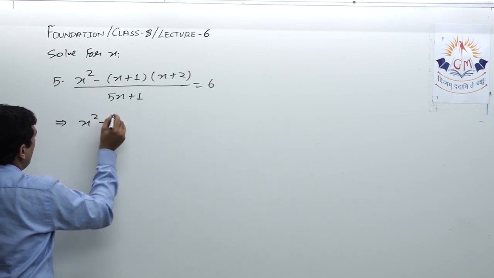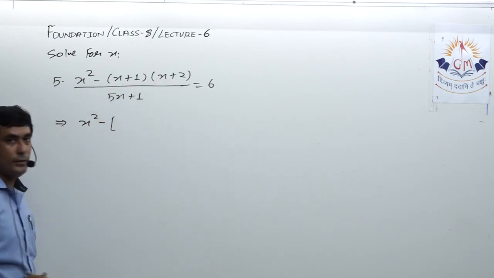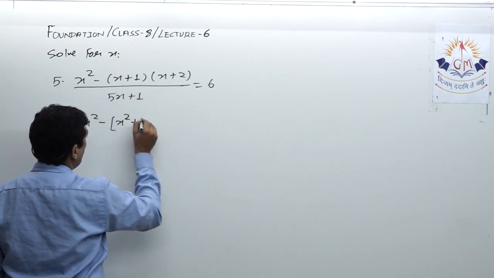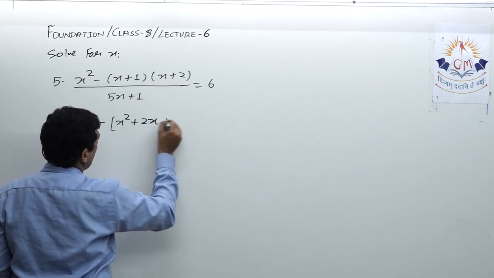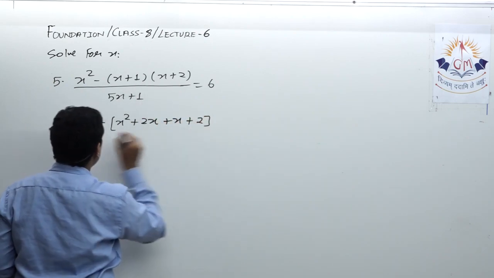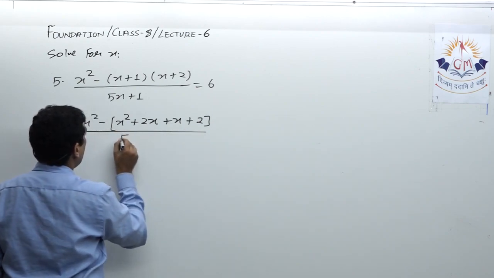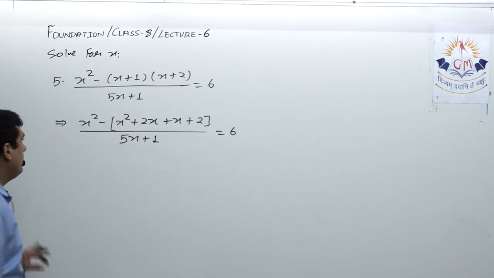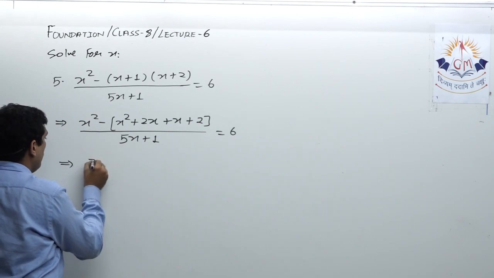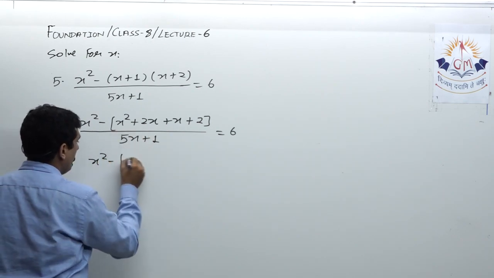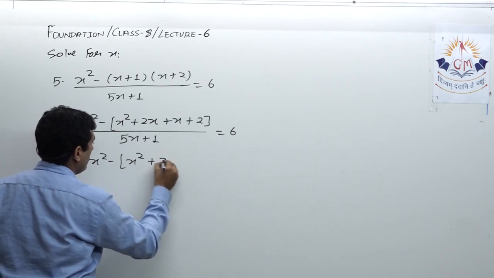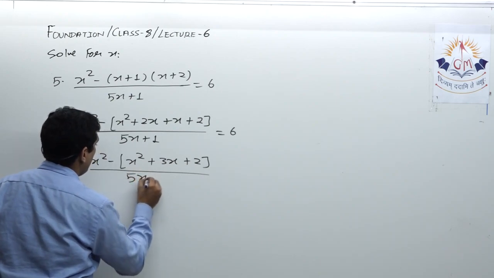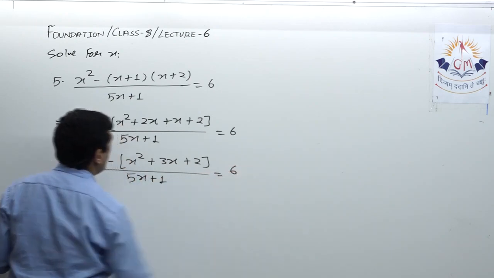x square minus, now over here again binomial to binomial, so x into x, x square, x into 2, that is 2x, 1 into x, that is x, plus 2, divided by 5x plus 1 is equal to 6. Okay, so on solving it further, x square minus, now x square as it is, 2x plus x, that is 3x, plus 2, divided by 5x plus 1 is equal to 6.